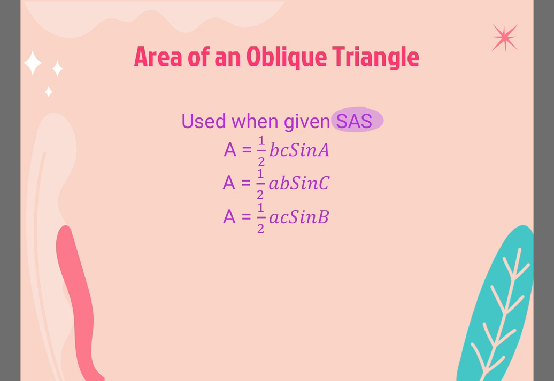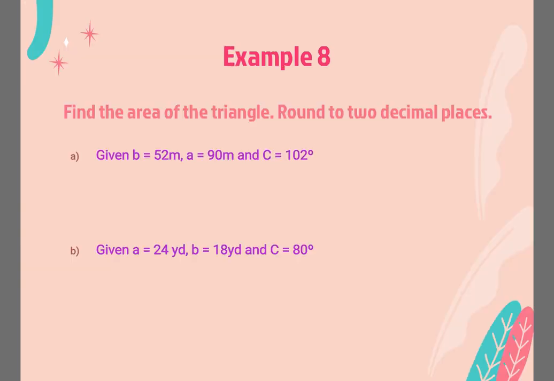So it's 1/2 the product of the 2 sides times the sine of the angle in between them. So you'll always have one of each letter here. It'd be 1/2 BC times sine of A, 1/2 AB times the sine of C, or 1/2 AC times the sine of B. Pretty easy, straightforward. It will literally say find the area, round to 2 decimal places, and it will give you those 3 pieces of information.